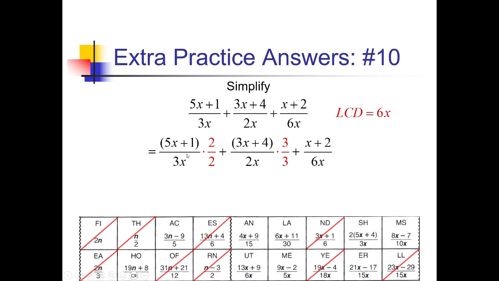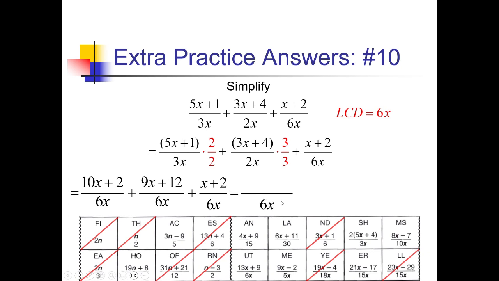All right, for this one, we've got 2 being distributed, so that's going to be 10x plus 2 all over 6x if we multiply that. Next fraction, distributing this 3, we've got 9x plus 12 all over 6x. Last fraction doesn't change. So I have a common denominator of 6x.